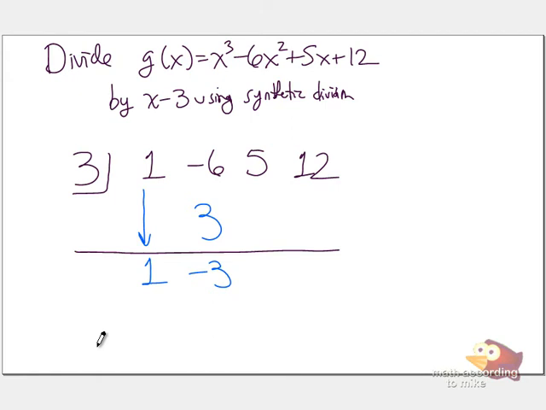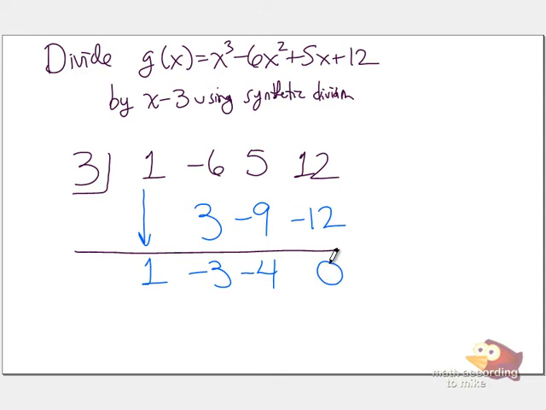Wash, rinse, repeat. We're below the line. Multiply by the number in the box. We would get negative 9. Add. We're below the line. Multiply. Add 0, as to be expected.